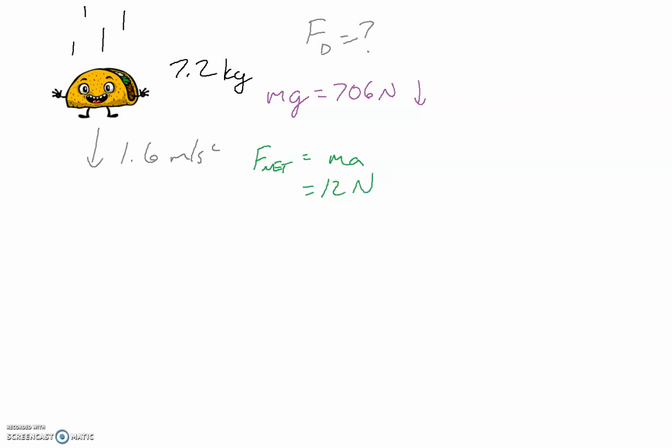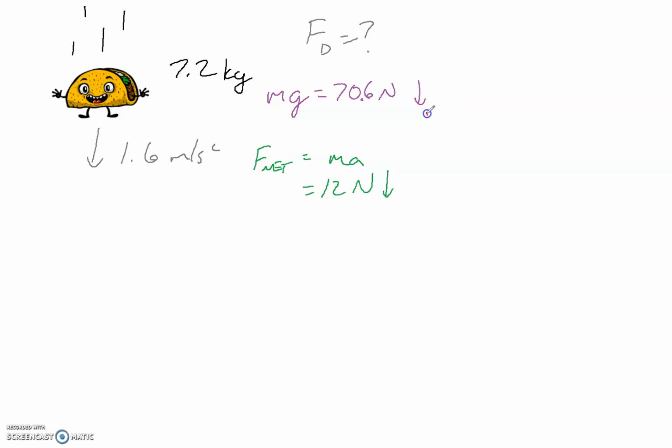Oh, actually this is 70.6, right? There you go, that's better, 70.6. So I got about 12 newtons of net force. So I've got around 70.6 pulling the taco down, but I'm only getting 12 newtons. Well, if I've got like 71 newtons pulling the taco down, but I'm only actually getting 12, where's the rest of my force going? Well, that must be what I'm losing to drag.